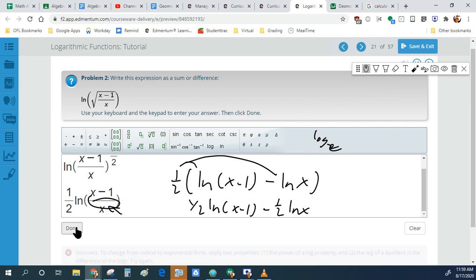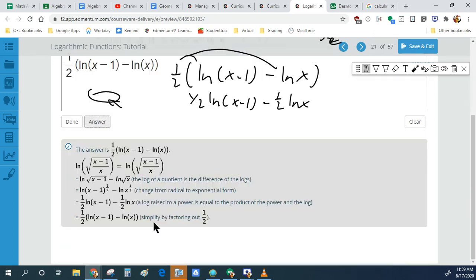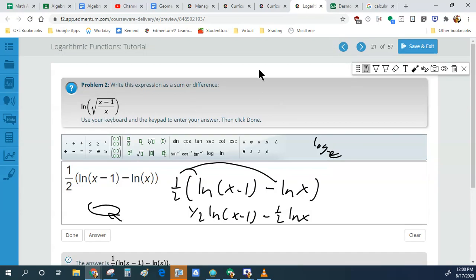I'm just going to click done. It's going to tell me I'm wrong, and then click answer. And then you see that it's this. Oh, wow, they only get mad at you if you don't distribute later. I don't like Edmentum. I don't know why they want you to factor it. It's like simplify it out. Why would I simplify? You guys are telling me to expand.